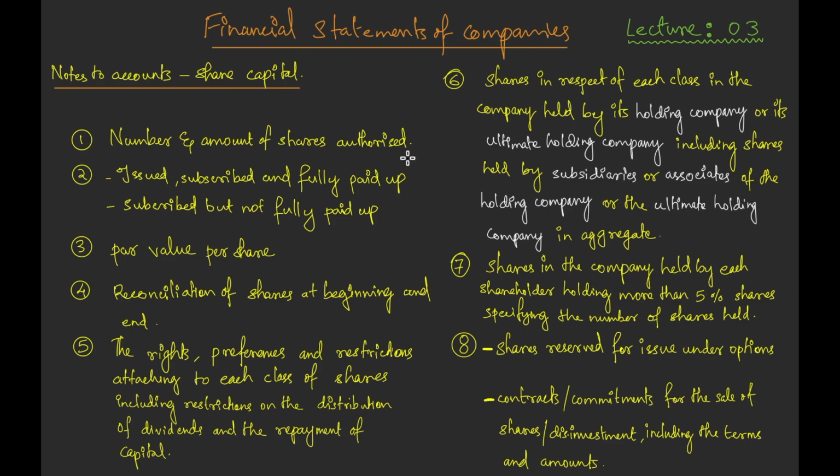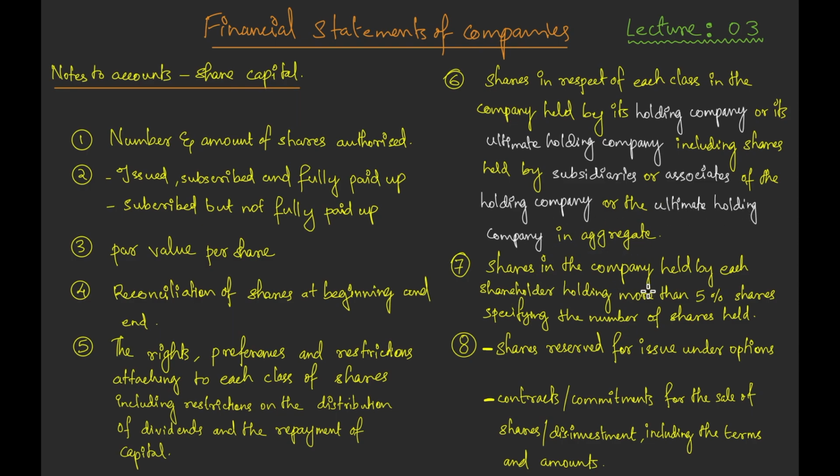amount of shares authorized, issued, subscribed and fully paid up, subscribed but not fully paid up, then par value per share, reconciliation of shares at beginning and end, the rights, preferences and restrictions attaching to each class of shares, including restrictions on the distribution of dividends and the repayment of capital. Then shares in respect of each class in the company held by its holding company or its ultimate holding company, including shares held by subsidiaries or associates of the holding company or the ultimate holding company in aggregate.